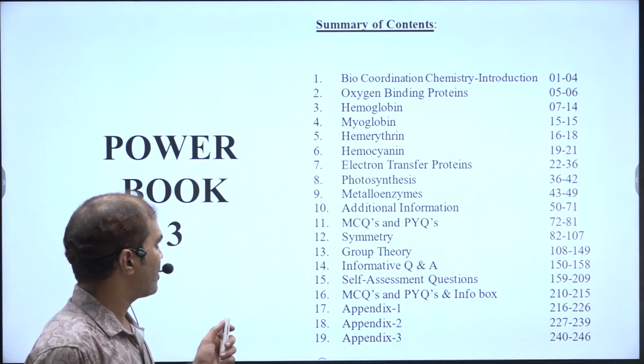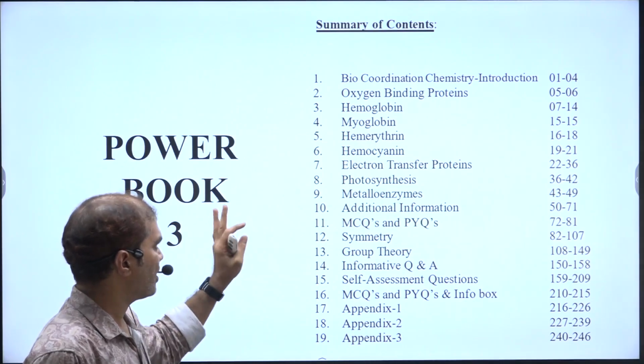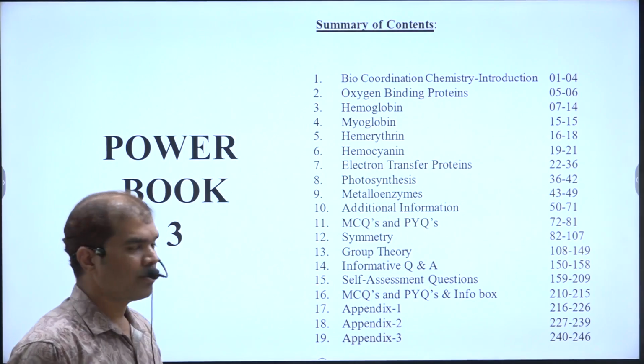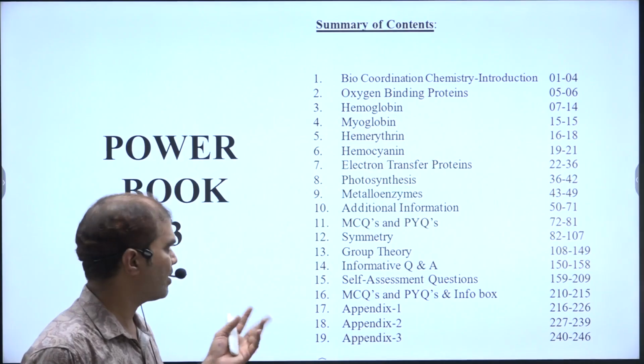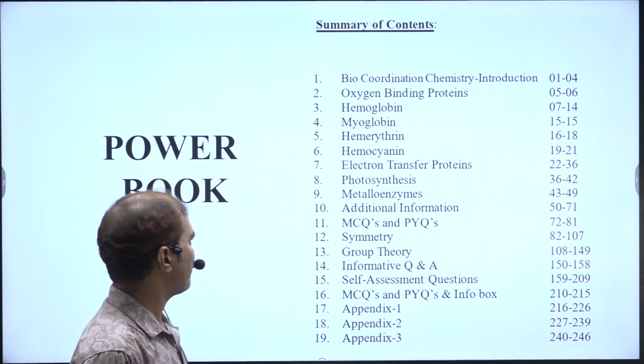In bioinorganic chemistry, in the beginning I have given some introduction. Later the introduction, I have taken all the oxygen binding proteins, hemoglobin, myoglobin, both the deoxy and oxy forms, hemerythrin and hemocyanin, deoxy and oxy forms.